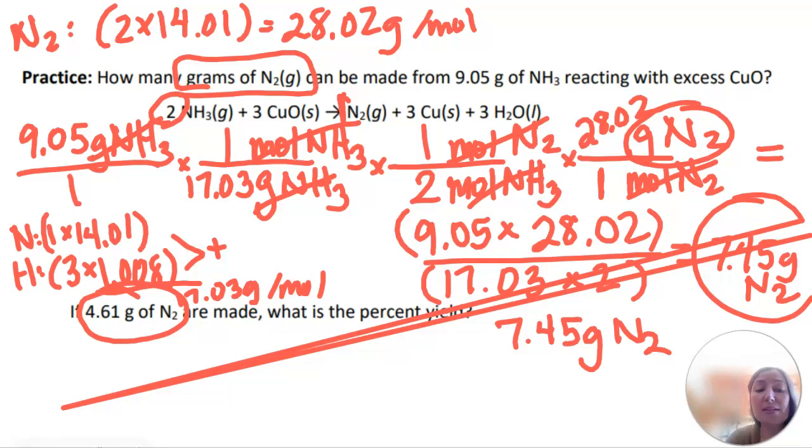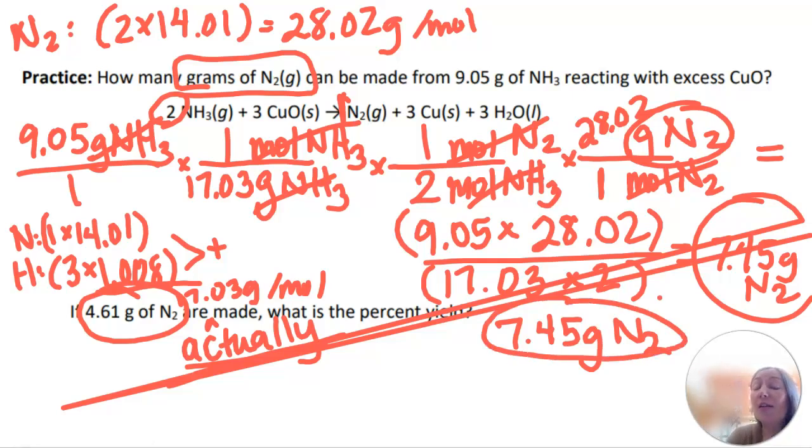It says 4.61 grams of nitrogen are made. Let's read our actually made. Maybe I just really wanted to underline the word actually. No. But, and 7.45 grams are from Stoich. That's how much I made in theory. This is theoretical. This is in theory from the Stoich.